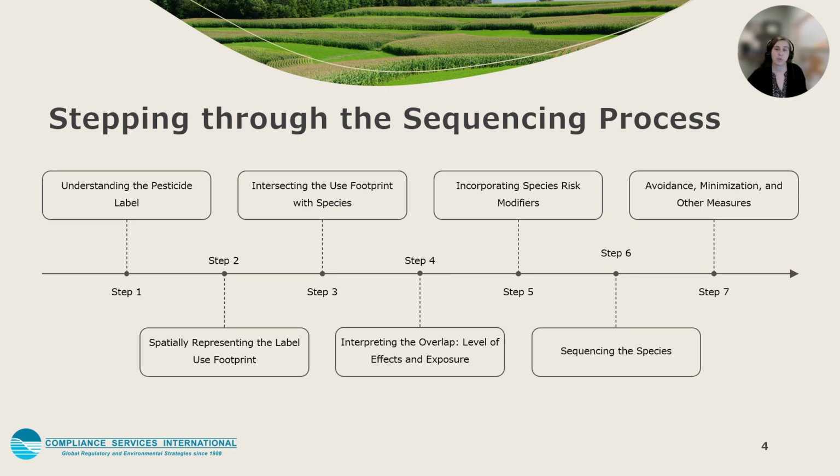And then step 7 is where we determine the degree of avoidance, minimization, or mitigation measures needed to resolve species risk, based on the level of exceedance, application of risk modifiers, and labeled protective measures that are already on the label. And these are kind of the 7 steps.